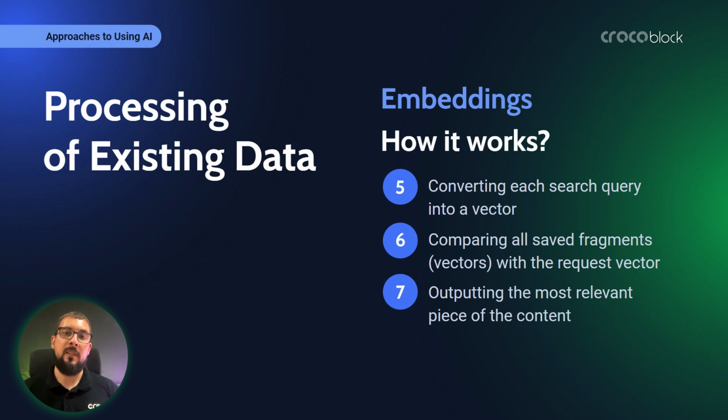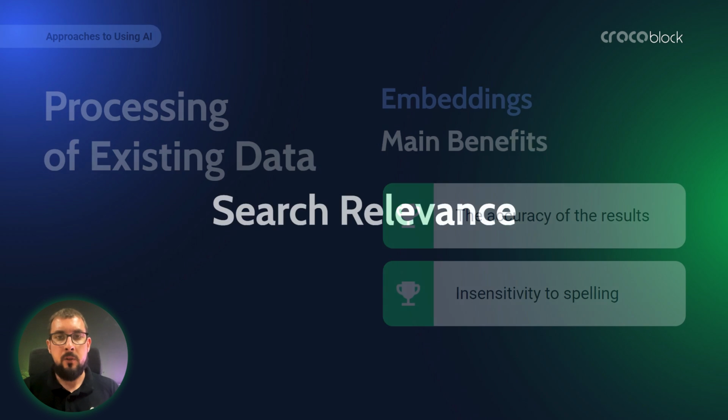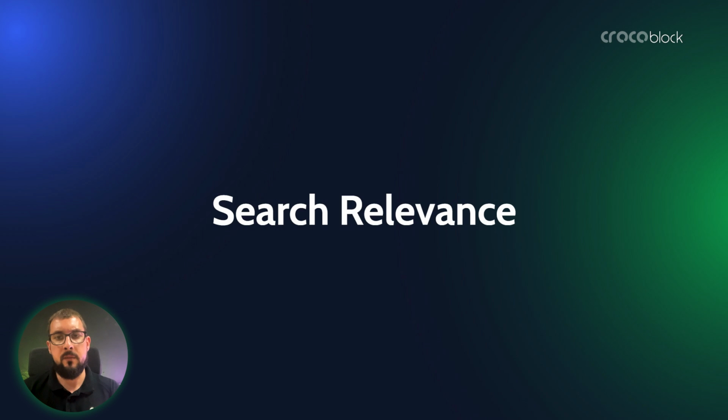Now, let's name the advantages of such AI-powered search compared to the standard WordPress search. First is the accuracy of results, and the second is insensitivity to spelling, which means that by default, spelling mistakes don't affect search results. In contrast, the default WordPress search uses a word-for-word method. It tries to find the exact match of the search phrase in the website content. It means that if you make the slightest spelling mistake in one of the words, you will get zero results.